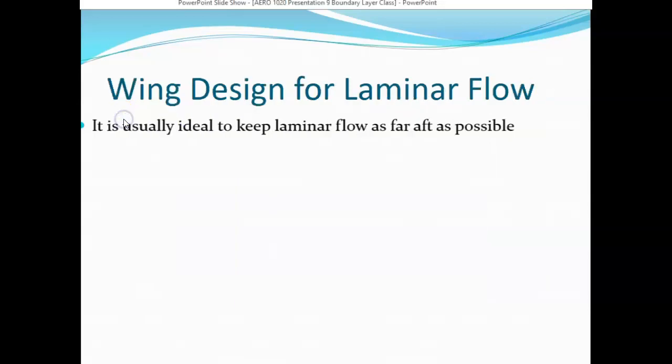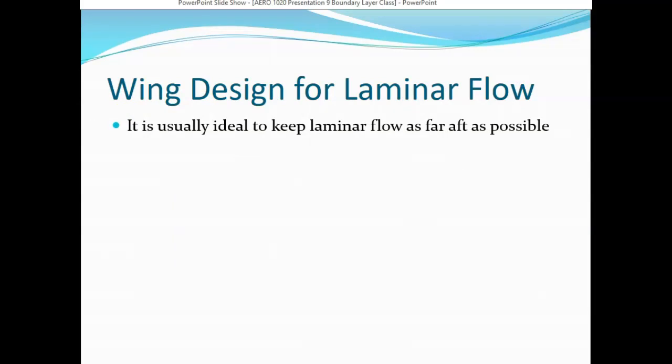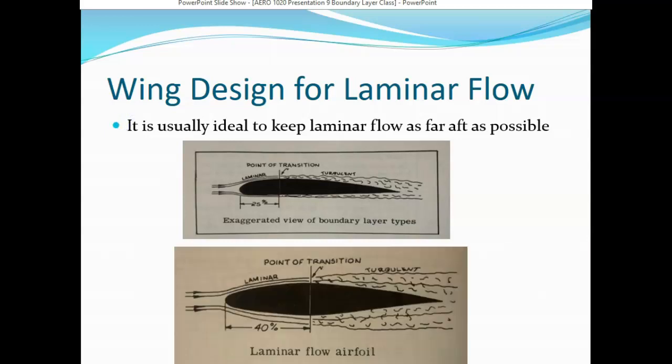When the engineers design a wing, the ideal is to keep that laminar flow moving as far aft as possible from the leading edge to the trailing edge of the wing. Here are a couple of examples of different airfoils. In the first example, the laminar flow only continues back to 25% of the airfoil. In the second example, you can see the laminar flow extends back to 40% of the airfoil, which is better and closer to the ideal.